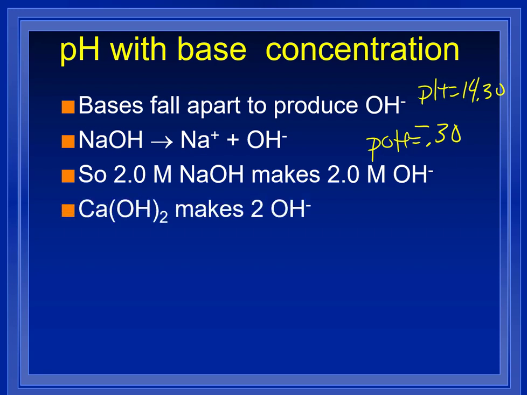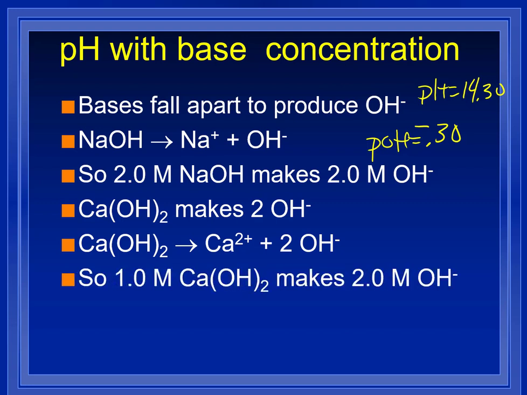Complication with bases. Calcium hydroxide does not make 1 hydroxide, it makes 2. So 1 molar calcium hydroxide solution is going to be 2 molar OH minus. We talked about how many ions they made. It's that same concept, that the molarity of the ions is going to be some multiple of the molarity of the solution. Falls into 1 piece, you got the same number. 2 pieces, you got twice as many. Okay.